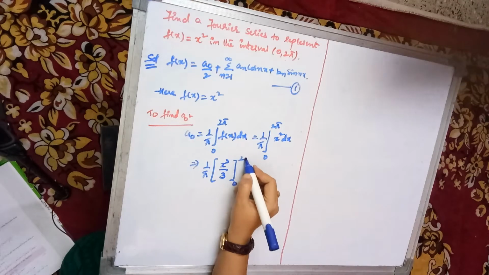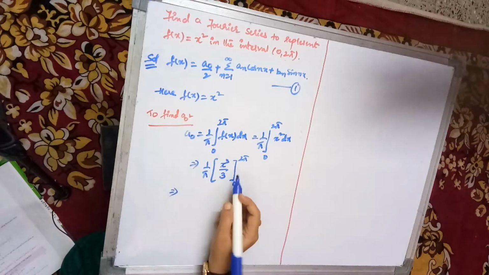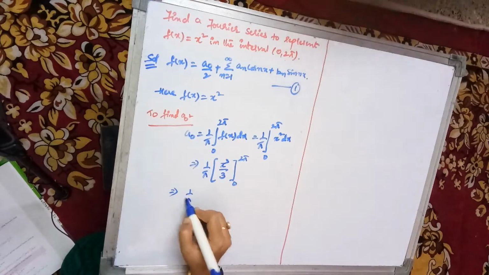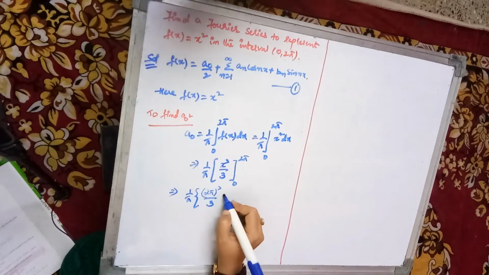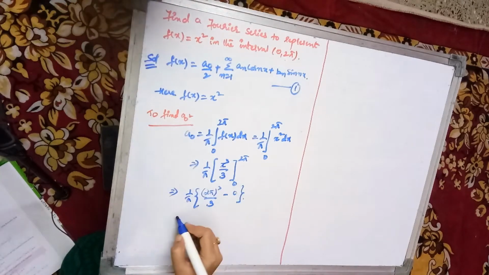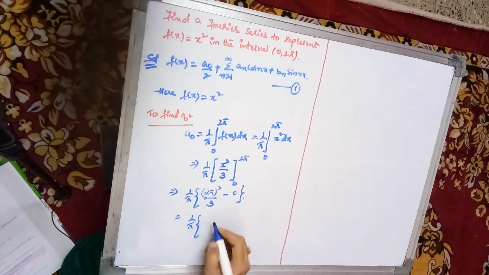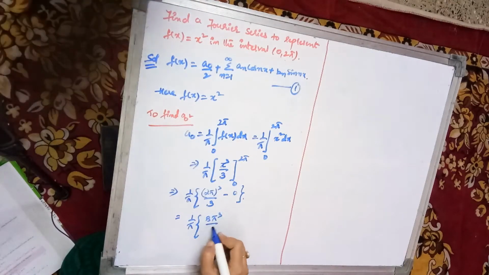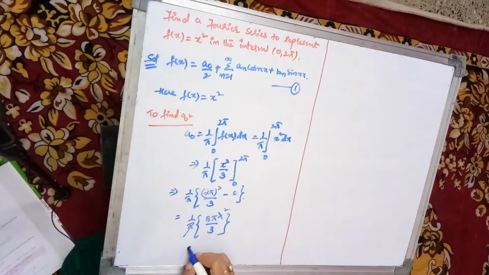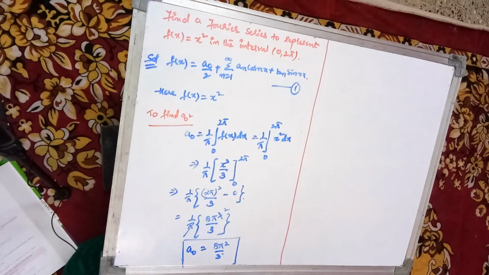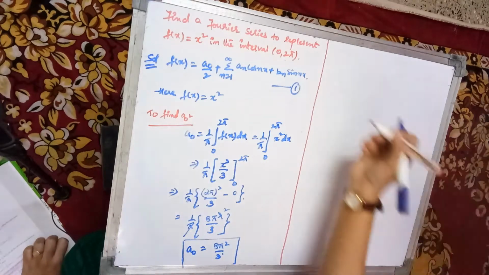Limits from 0 to 2 pi. Substitute the upper limit minus the lower limit. 1 by pi of (2 pi) whole cube by 3 minus 0. It's equal to 1 by pi of 8 pi cube by 3. From here we can cancel one pi. So what's your a0 value? a0 is equal to 8 pi square by 3. That is your a0 value. Now we will move on to finding the next value, the an value.